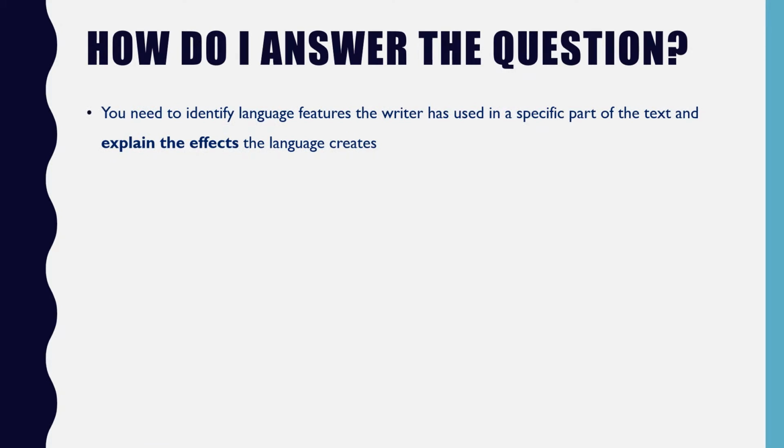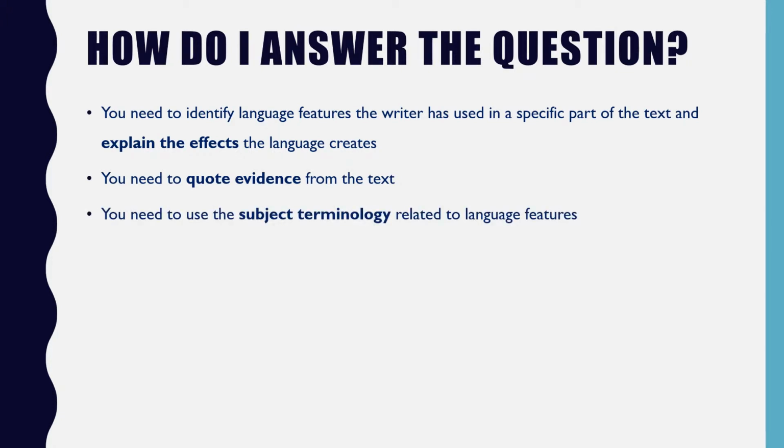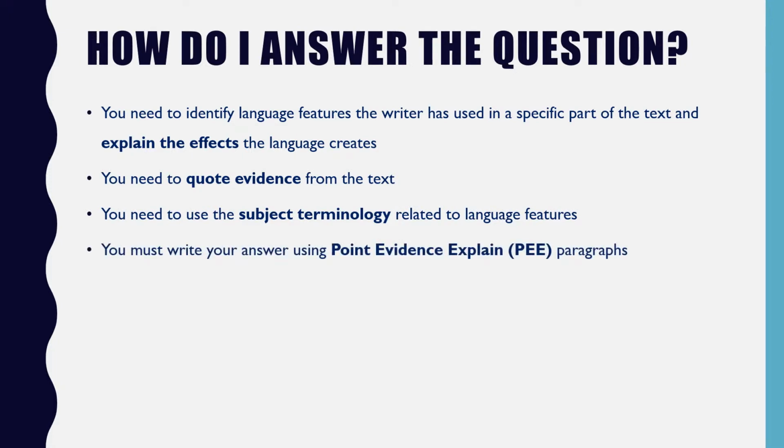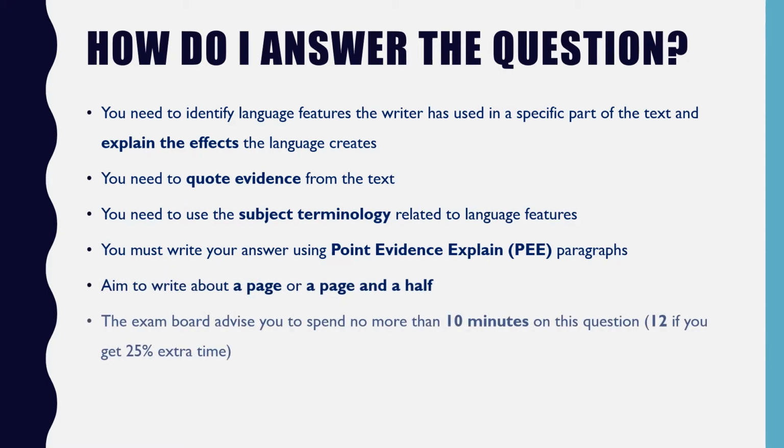Firstly, you need to identify language features the writer has used in a specific part of the text and explain the effects the language creates. You need to quote evidence from the text. You also need to use the subject terminology related to language features. You must write your answer using point, evidence, explain paragraphs. And you should aim to write about a page and a half.